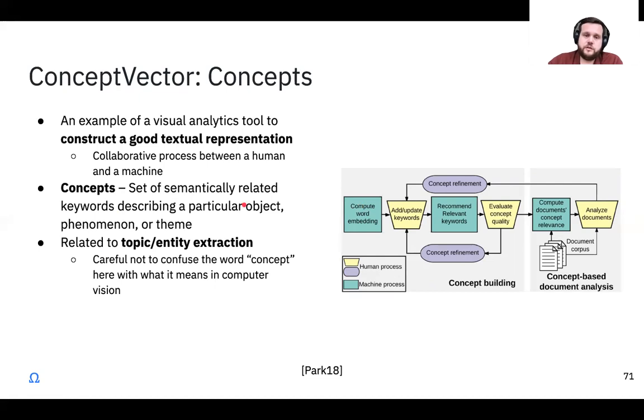So concepts in this context means a set of semantically related keywords describing a particular object, phenomenon, or theme. So basically our entity or our topic. This is the definition that the authors use, but basically semantically related keywords to a topic or an entity. To those of you that have studied computer vision a bit, please be careful not to confuse the word concept with what it means in computer vision. It's a bit of a different word. And this is the overall pipeline of the Concept Vector system. But the key thing is that it's indeed a collaborative process between a human and a machine.